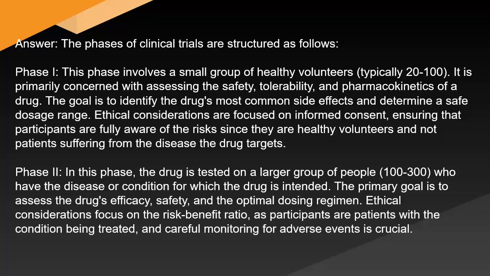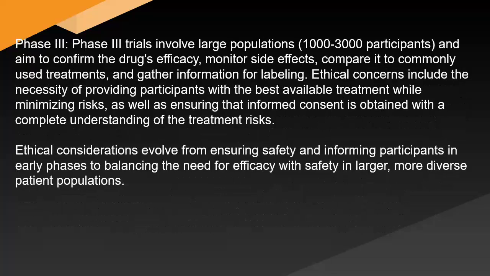Ethical considerations focus on the risk-benefit ratio as participants are patients with the condition being treated, and careful monitoring for adverse events is crucial. Phase III trials involve large populations, 1,000 to 3,000 participants, and aim to confirm the drug's efficacy, monitor side effects, compare it to commonly used treatments, and gather information for labeling. Ethical concerns include the necessity of providing participants with the best available treatment while minimizing risks, as well as ensuring that informed consent is obtained with a complete understanding of the treatment risks.